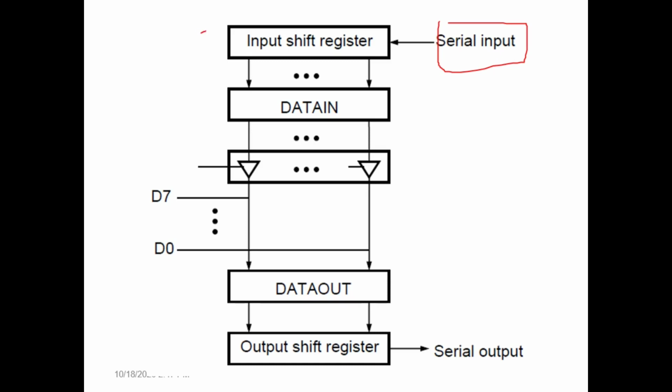Once 8 bits are collected one by one, all the 8 bits are transferred to the data in register. You can see here it is transferred to the data in register. Once the 8 bits are transferred to the data in register, the input shift register starts collecting new data from the input device bit by bit. In parallel, once the data is transferred to the data in register, through the tri-state buffer the processor reads that 8-bit content using the data bus.